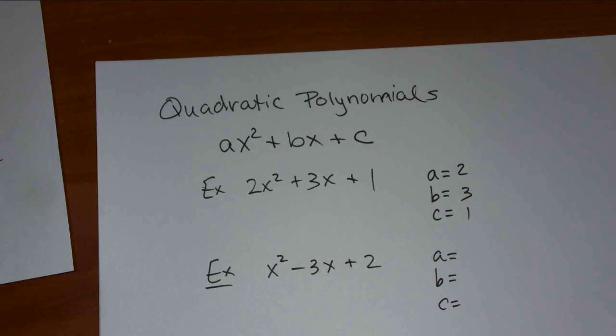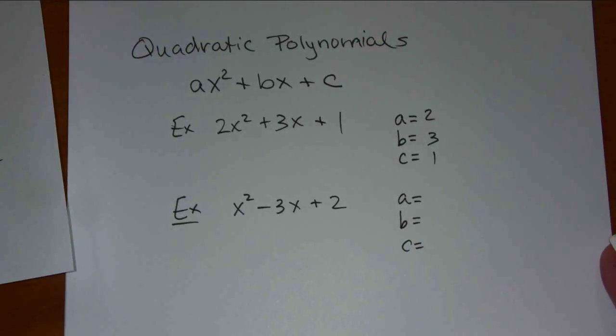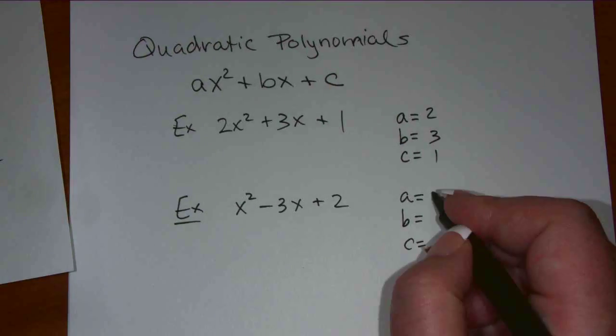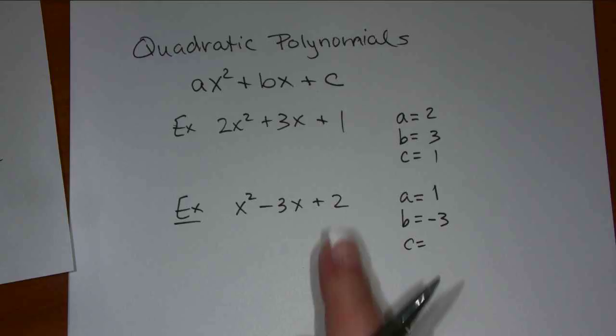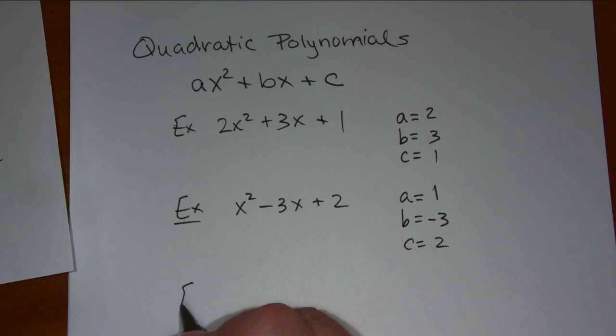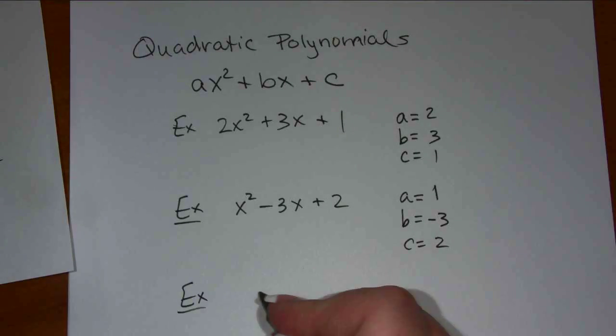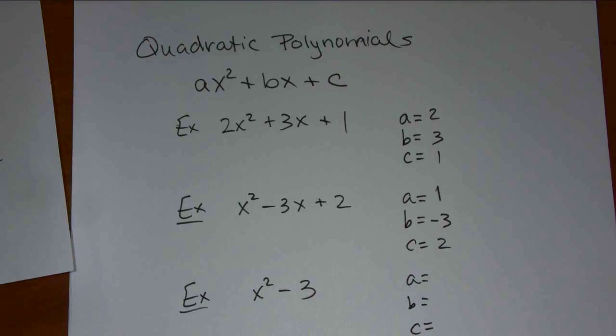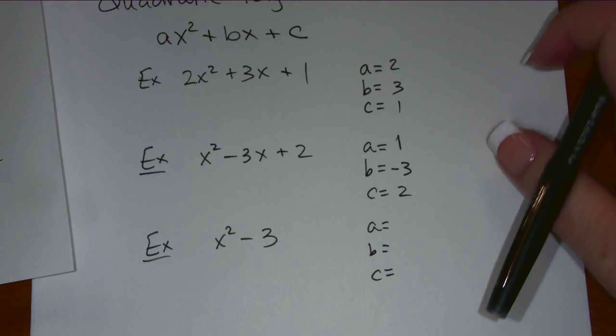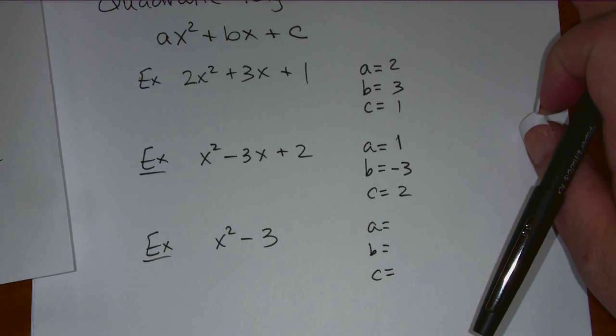What's A, B, and C here? 1. If it was 0, if it was 0 times anything, it'd be gone, so there wouldn't be an x squared if it was 0. So 1, take the sign with it, so that would be minus 3 and 2. They don't need to have all the terms to be considered a quadratic. Just the highest power has to be squared.